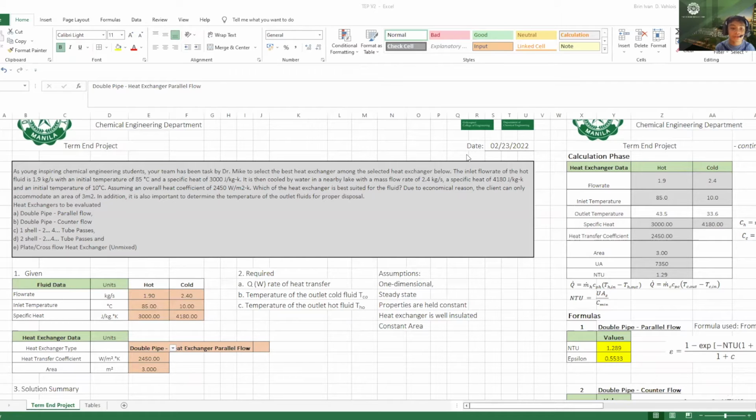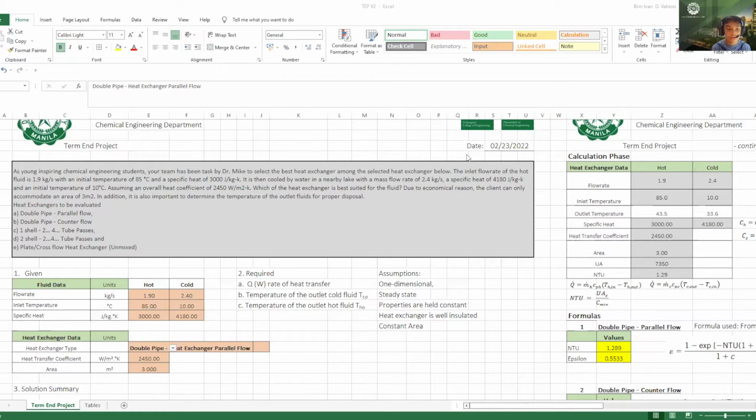Assuming an overall heat transfer coefficient of 2450 watts per meter squared Kelvin, which of the heat exchangers is best suited for the fluid? Additionally, due to economic reasons, the client can only accommodate an area of 3 meters cubed. In addition, it is also important to determine the temperature of the outlet fluid for proper disposal.